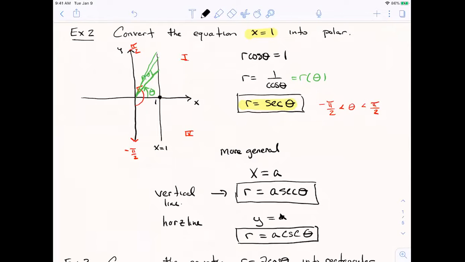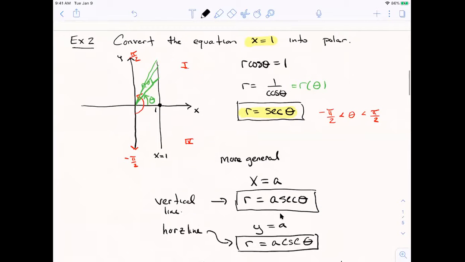Okay, so horizontal lines are given by cosecant functions, vertical lines are given by secant functions. I think you'll agree that the rectangular equation for this vertical line is simpler than the polar equation. X equals 1 is a simpler equation than r equals secant theta. And again, that kind of makes sense. Lines are straight. They don't want to be described in polar coordinates. They want to be described rectangularly.